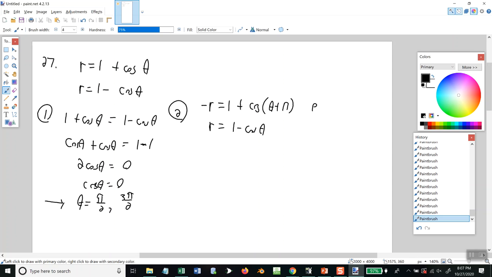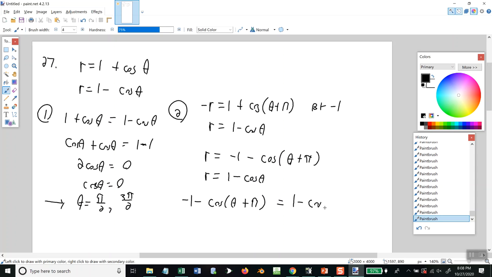Now I'm going to multiply the first equation by negative 1. And that's going to give us r is equal to negative 1 minus cosine theta plus pi. And this one is r is equal to 1 minus cosine theta. Now, since they're both equal to r at this point, I can equate these two. So I got negative 1 minus cosine theta plus pi is equal to 1 minus cosine theta.